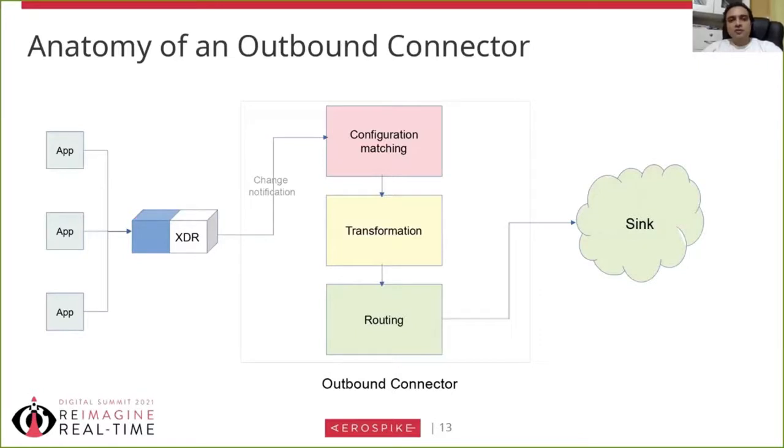The first phase is configuration matching, which decides the configuration to be applied for the remaining two phases. The second phase is transformation, where you convert the change notification into your destination format, which could be JSON or Avro or MessagePack. The third phase is the routing phase, which determines where in the destination the change notification should be directed. In most cases, the routing phase would choose the topic or queue where the change notification should be sent.